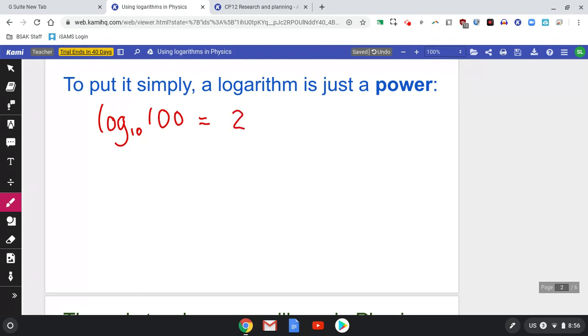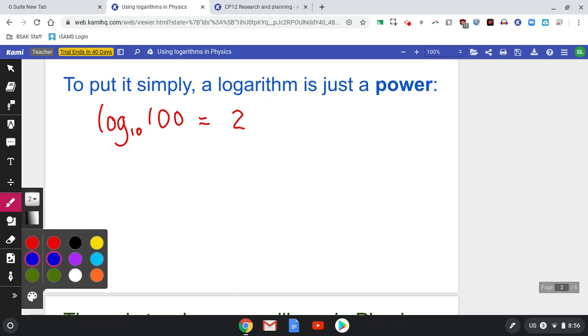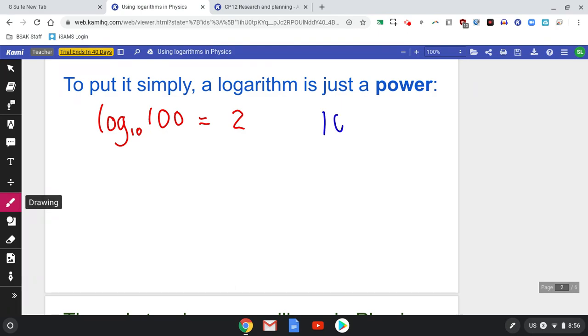Okay, so that's saying the logarithm of 100 to base 10 is the number 2, because the logarithm is, like I said, a power. If we take the base, to get it to this number, we have to raise the base by a power of 2, because, wait for it, 10 squared is 100, isn't it?